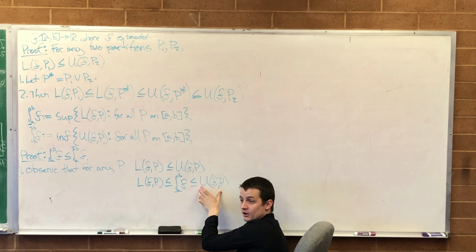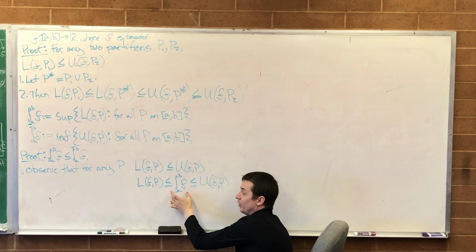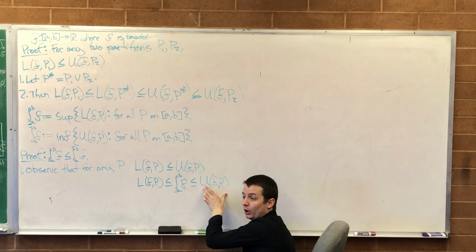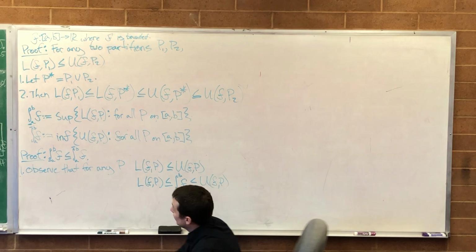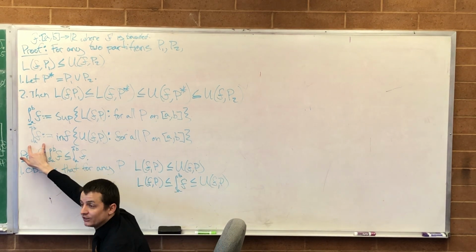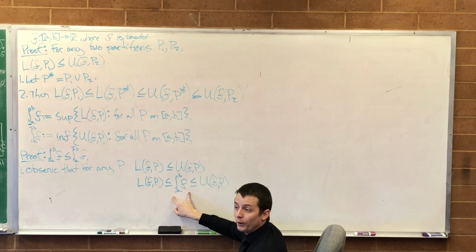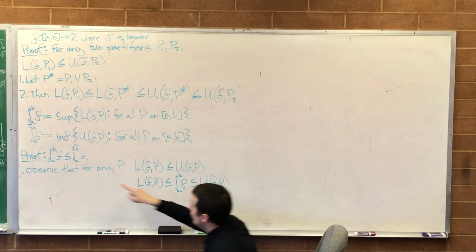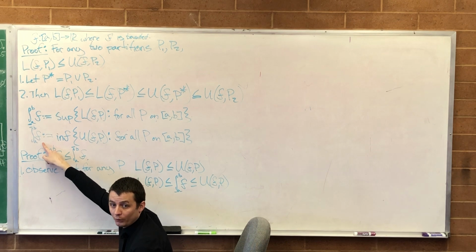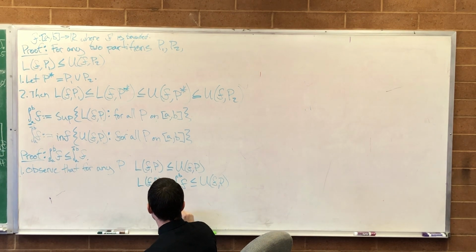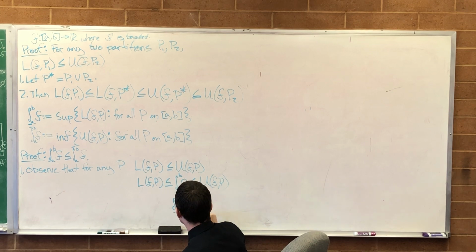You with me? So now, notice that our lower Darboux sum is a lower bound for our upper Darboux sum. By definition, this is the greatest lower bound. Here is a lower bound for our upper sums. This is the greatest lower bound. Therefore, we get that our lower integral is less than or equal to our upper integral.